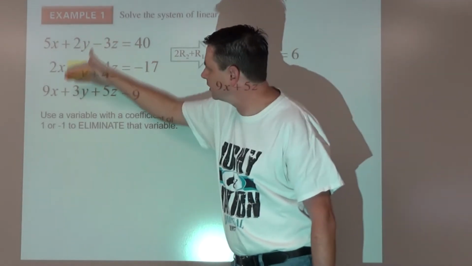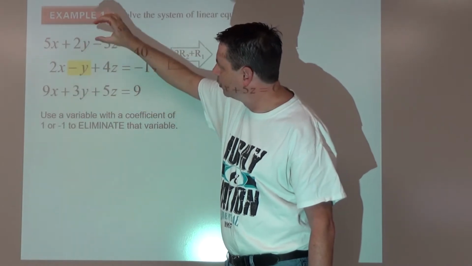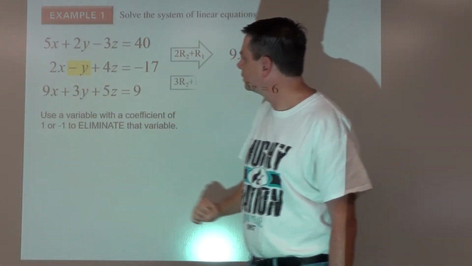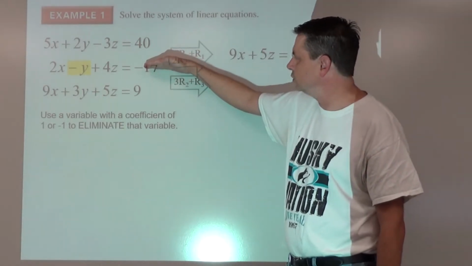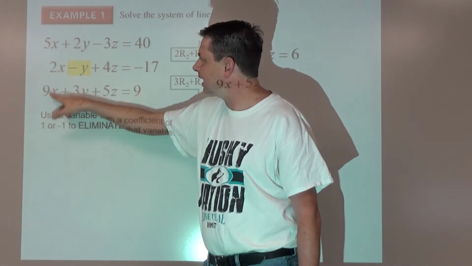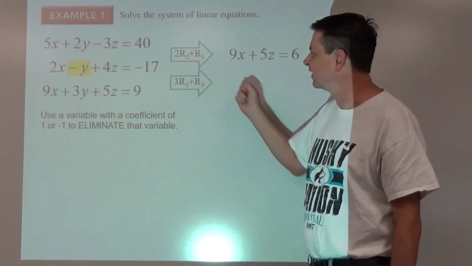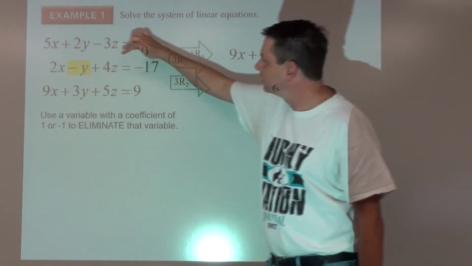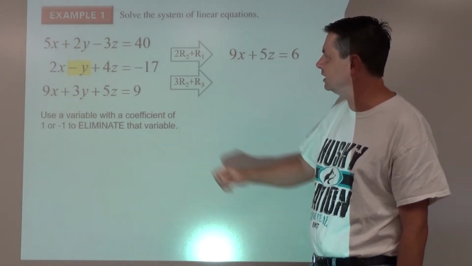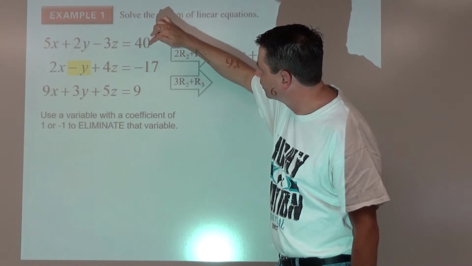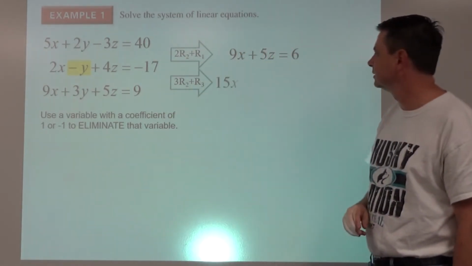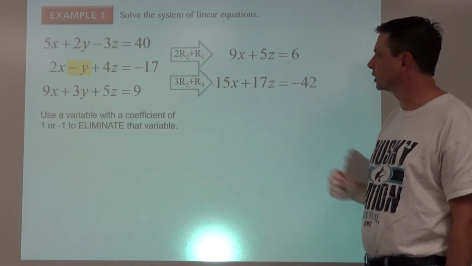And then the same thing here: I'm going to multiply this one by 3 to eliminate. So 3 times row 2, and add that to row 3. So 6x plus 9x, so 15x. 12z plus 5z, 17z. Multiplied by 3, negative 51 plus 9, negative 42.